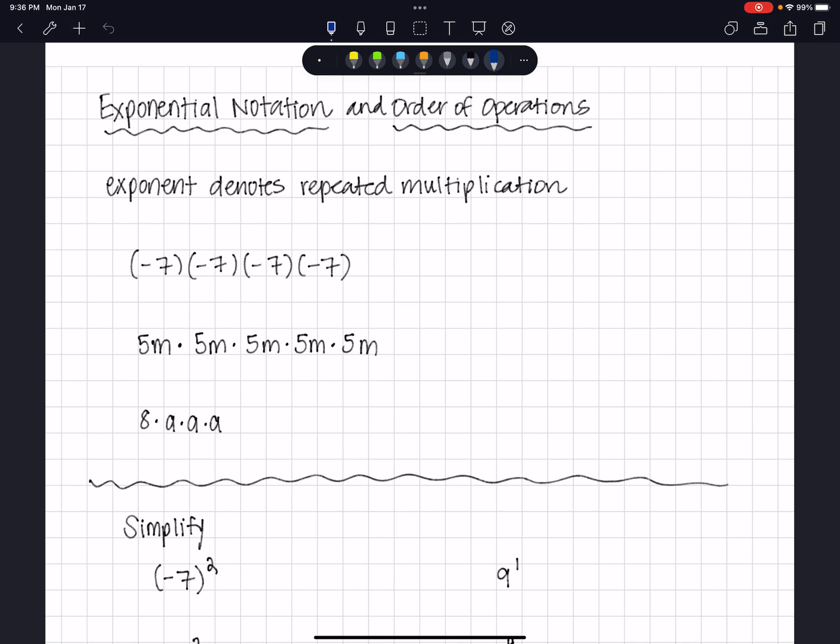We're going to talk about exponential notation and order of operations. Now, an exponent denotes repeated multiplication. So an exponent tells you how many times you're going to multiply the base times itself. So for this first example, where I have the expanded form of -7 times -7 times -7 times -7, I can rewrite that as -7 times itself 4 times. That would be (-7) to the 4th power.